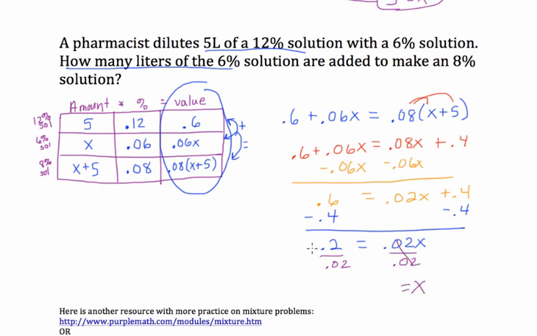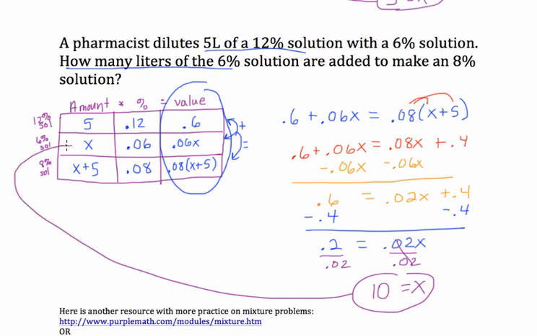On a calculator, 0.2 divided by 0.02 equals 10. X equals 10. That means with my 5 liters of the 12% solution, I'm going to mix 10 liters of the 6% solution, and I should end up with an 8% solution.